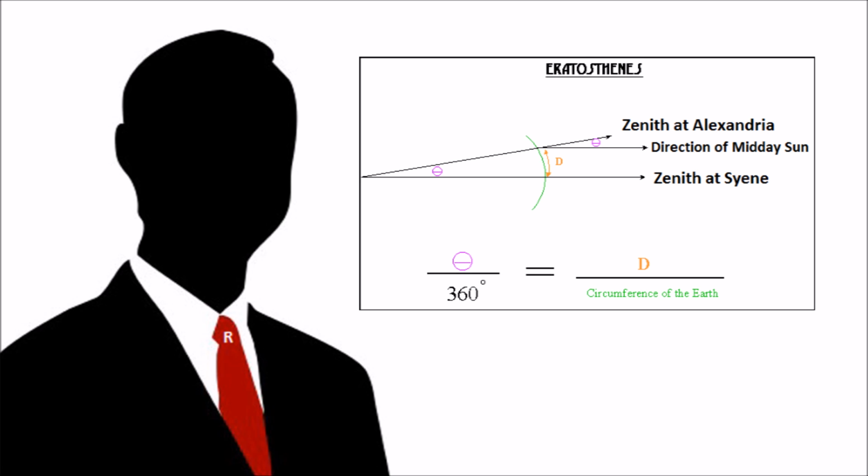Simply record the angle of the shadow at the same time at the 2 different locations, and it will be different. Using that difference, Eratosthenes was able to use Pythagoras' theorem to calculate the circumference of the Earth with a surprising amount of accuracy, and you can do it too.